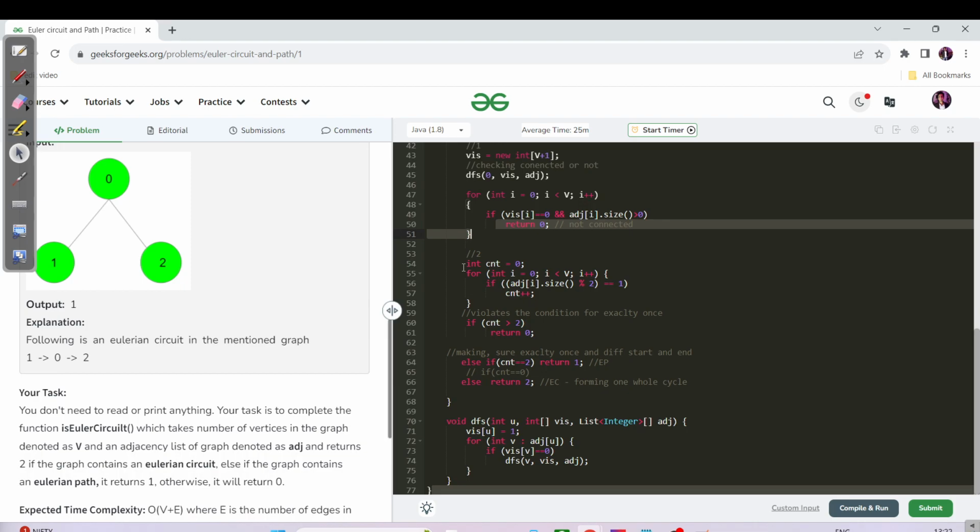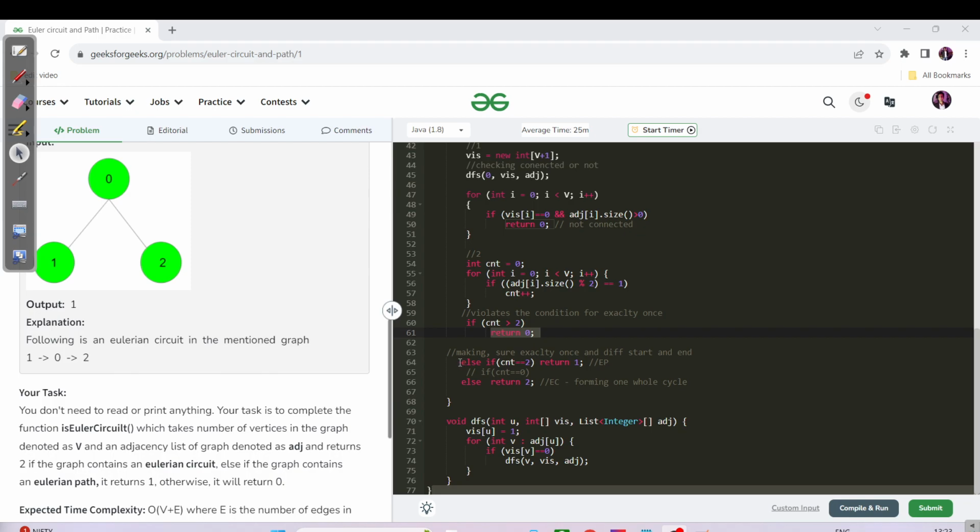And then we have the second step, where we count the number of odd-degree vertices. We go through all the vertices and check the number of edges. The number of edges is nothing but the number of neighbors a particular vertex has, which is stored in the adjacency list. So we do count plus plus if it is odd. Now if it is greater than 2, then definitely that violates the condition of visiting exactly once, and that is why we return 0.